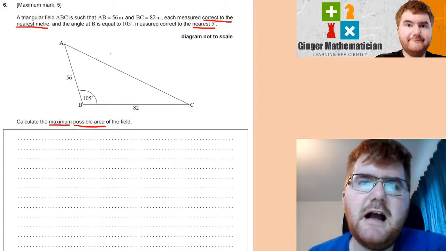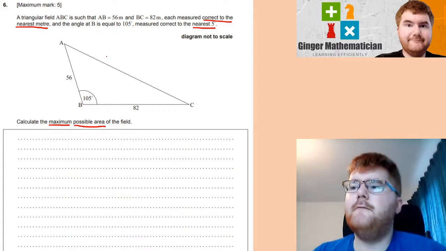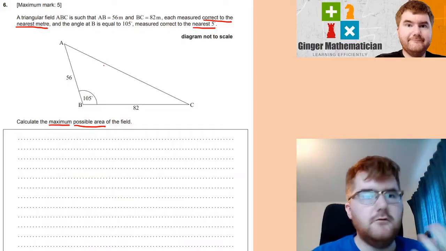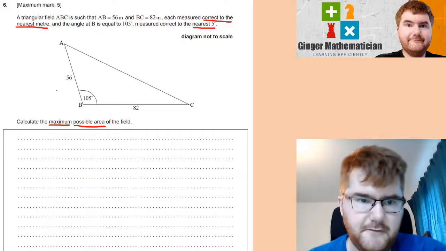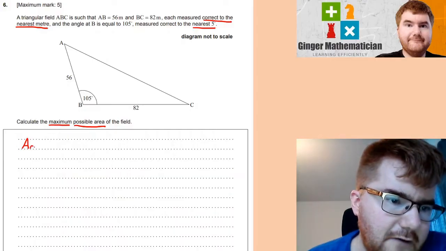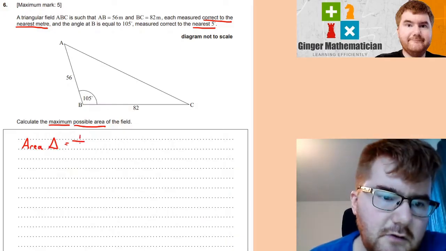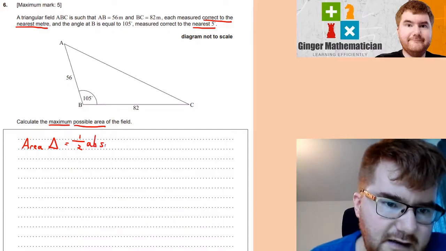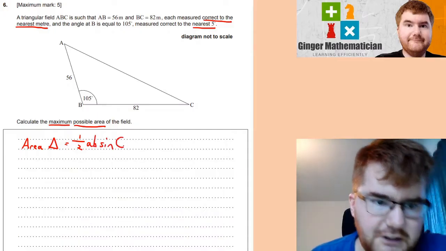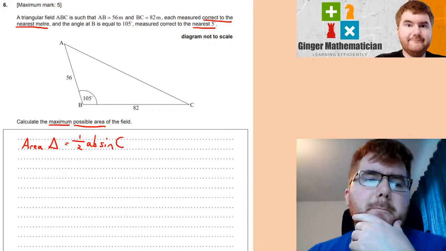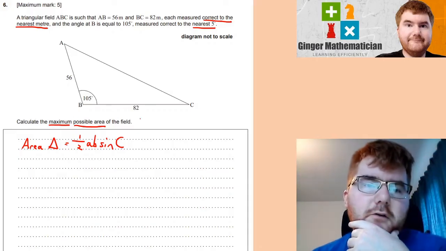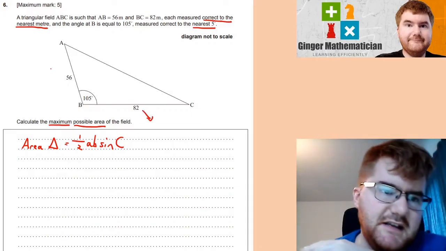Okay, so we need to think how it's been rounded and then find the upper bound of the various different bits that we need for the formula. Now, the formula for the area of a triangle, you should know this from IGCSE or before, is equal to half ab sine C, also on your formula sheet. So because we want the maximum, we need the upper bound of these two values here to start with.